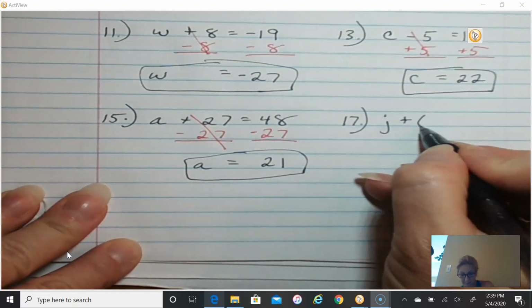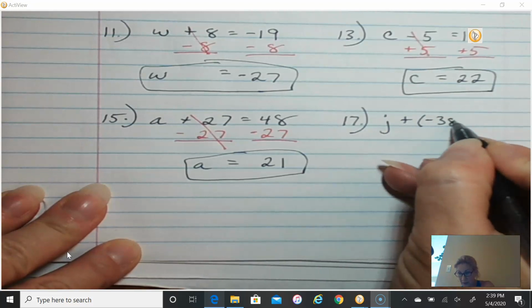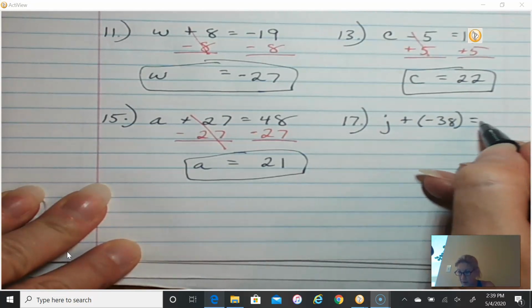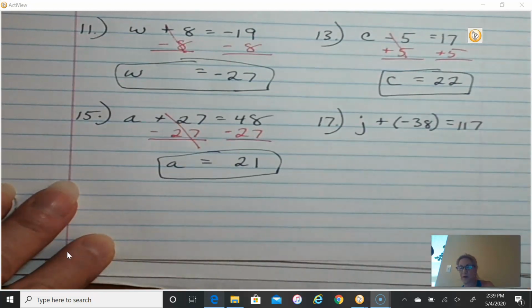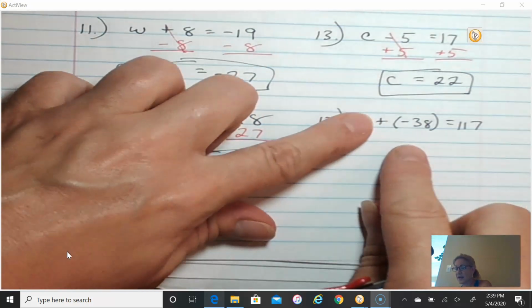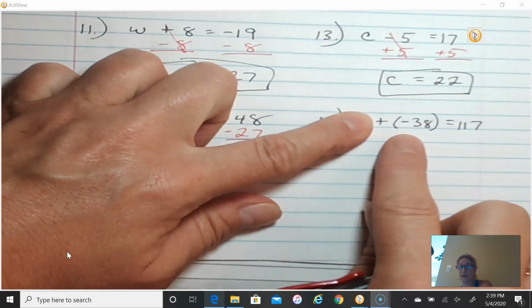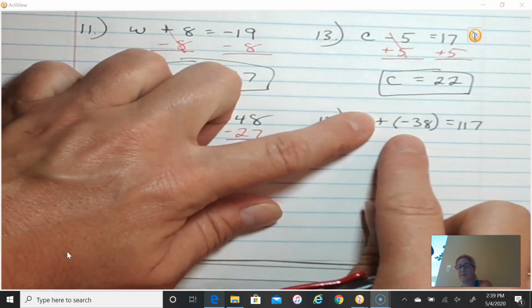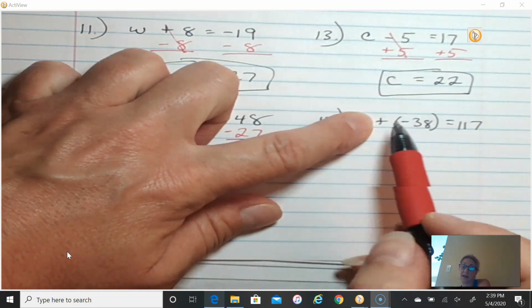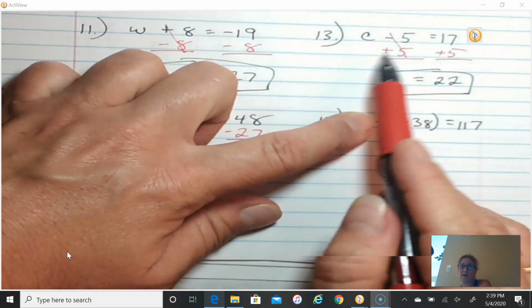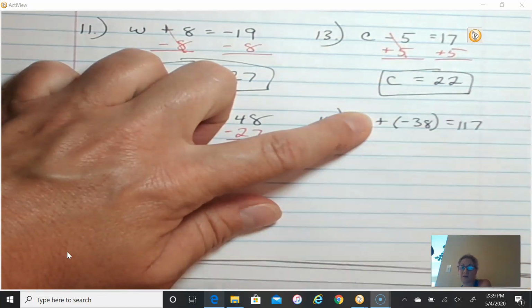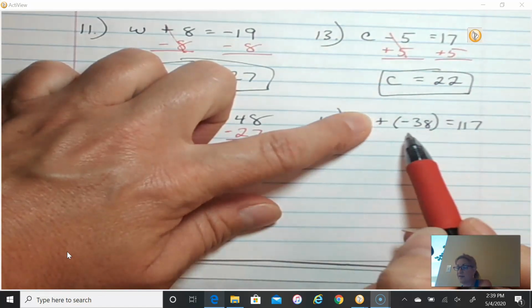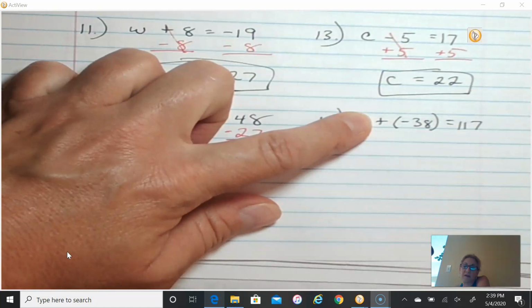J plus negative 38 equals 117. Okay, this one's written weird, but it's still the same. We've got to get rid of this right here. Now, boys and girls, I'm glad they did this, because when it's written like this, it's a little bit easier to know what to do. But when you have a plus and a minus here, you're like, what am I supposed to do here?